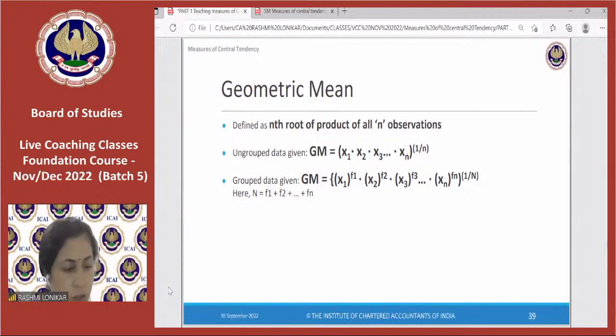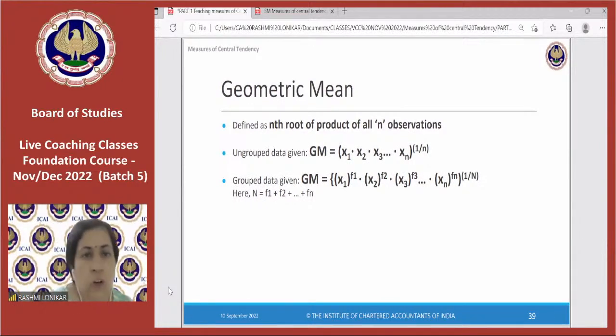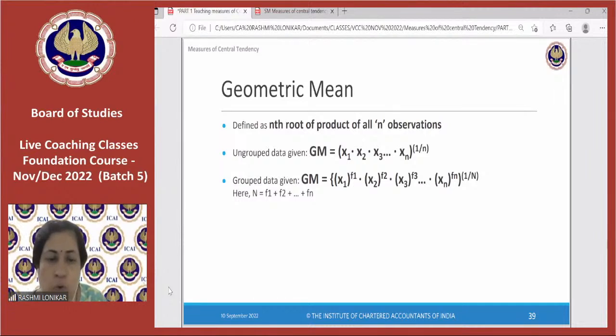Now, after we have talked of arithmetic mean, we also need to talk about geometric mean as well as harmonic mean. So, geometric mean is defined as the nth root of the product of all n observations. Means I take all the observations, I multiply them, and then I find the nth root. If there are two numbers, I will find the square root. If there are three numbers, I will find the cube root and so on. For ungrouped data, it's very simple. Just multiply all the numbers, find the root, you get the answer.